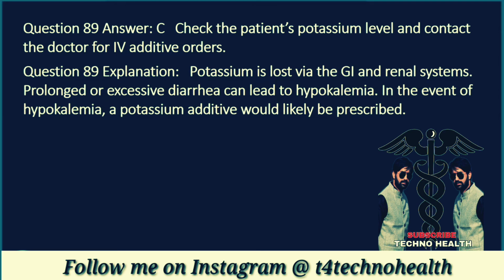Question 89 Answer. C. Check the patient's potassium level and contact the doctor for 4 additive orders. Explanation: potassium is lost via the GI and renal systems. Prolonged or excessive diarrhea can lead to hypokalemia. In the event of hypokalemia, a potassium additive would likely be prescribed.